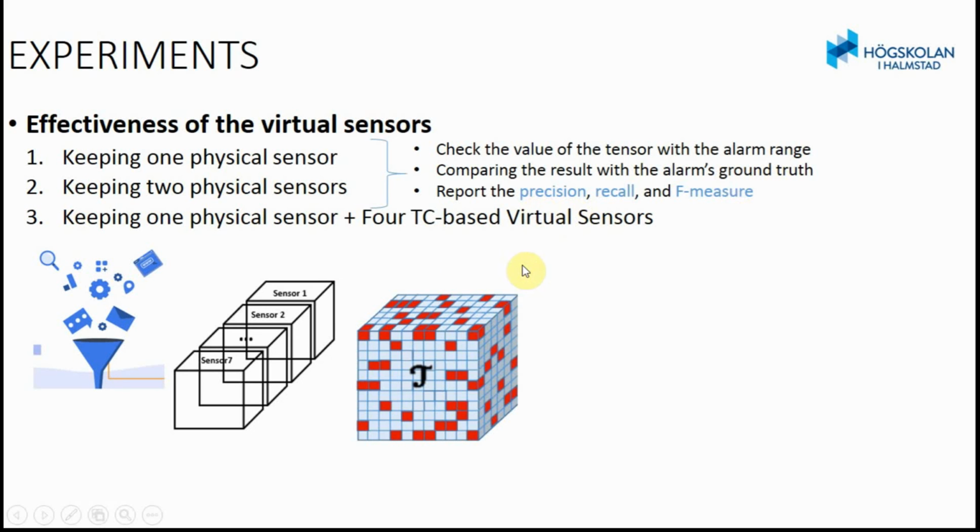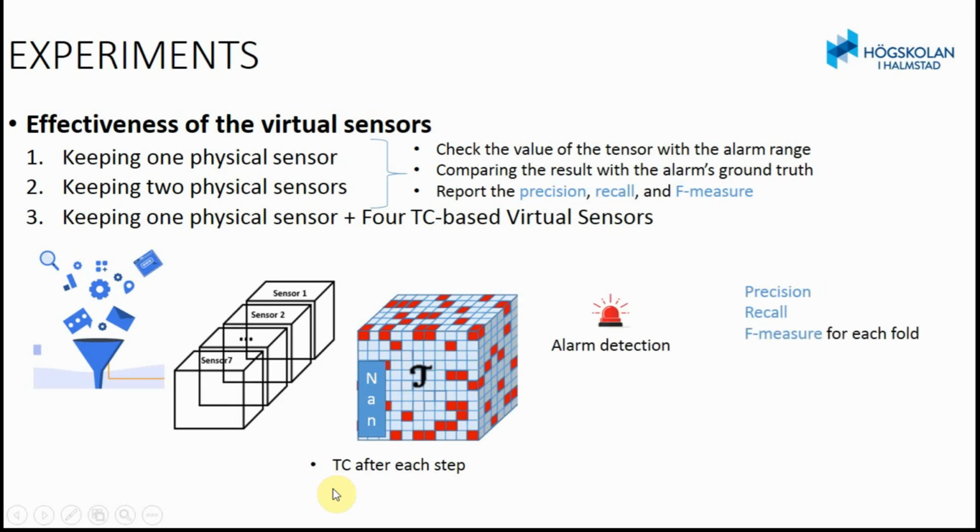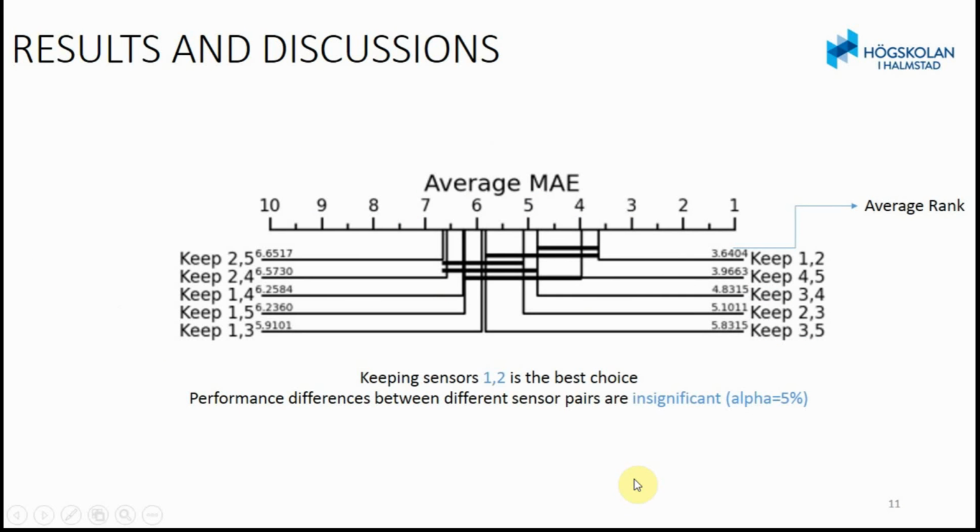For keeping 1 physical sensor plus 4 virtual sensors based on tensor completion, we keep 1 sensor's data, and for the 4 other sensors we use a k-fold approach. In each fold we set the data to missing, and after that we use tensor completion and do alarm detection. We report precision, recall, and F-measure for each fold, and we take the average, and after we complete all combinations, we report the best pair of sensors.